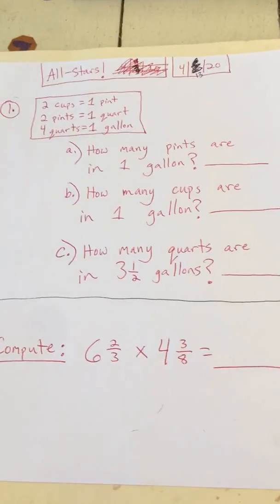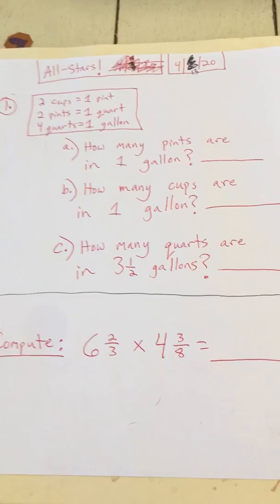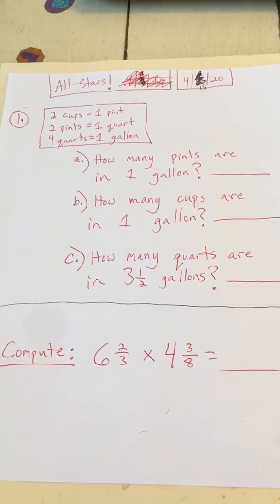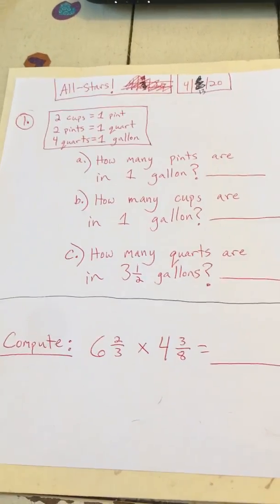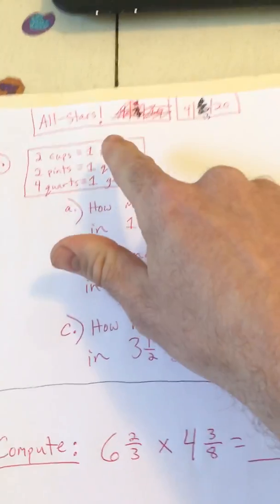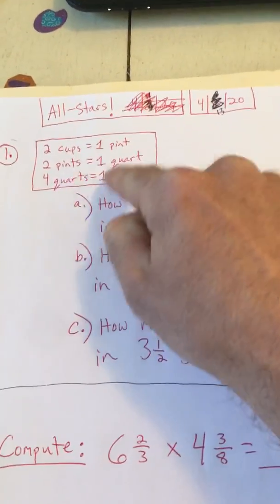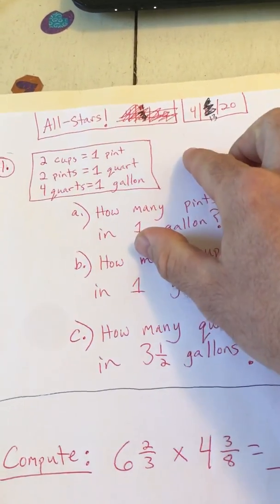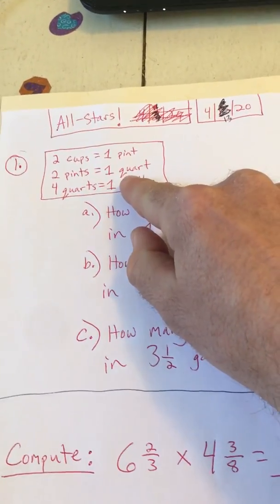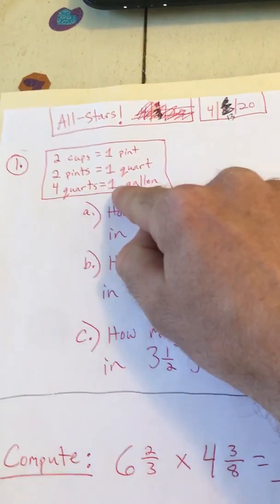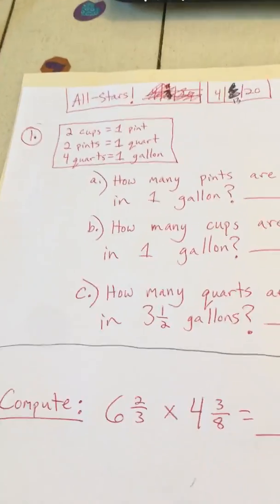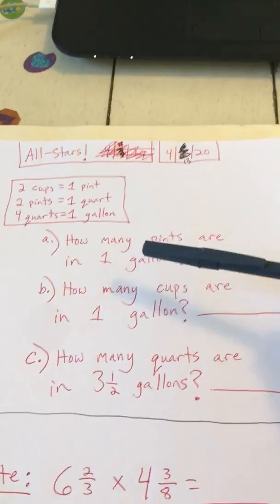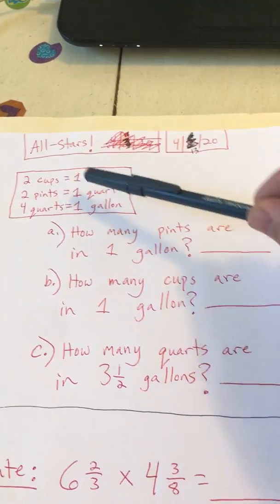If you look at the assignments for Monday, April 13th, 2020, this will be at the bottom. It's called the All-Star Challenge problem. I gave you a little key up here, and they will give you this on MCAS. It says 2 cups equals 1 pint, 2 pints equals 1 quart, and 4 quarts equals 1 gallon. So before we can answer how many pints are in a gallon, because it doesn't tell you that here, you have to do some math.